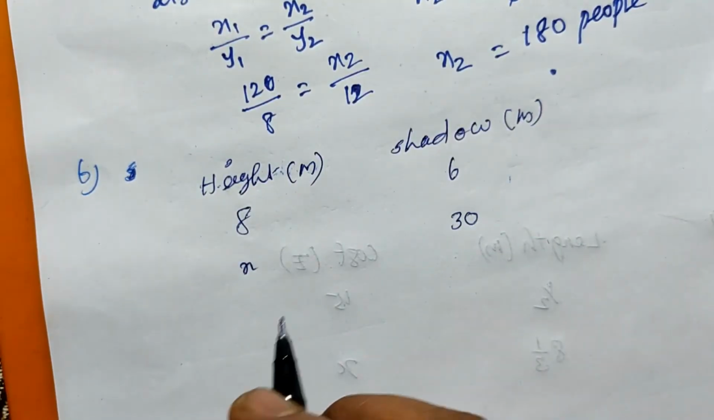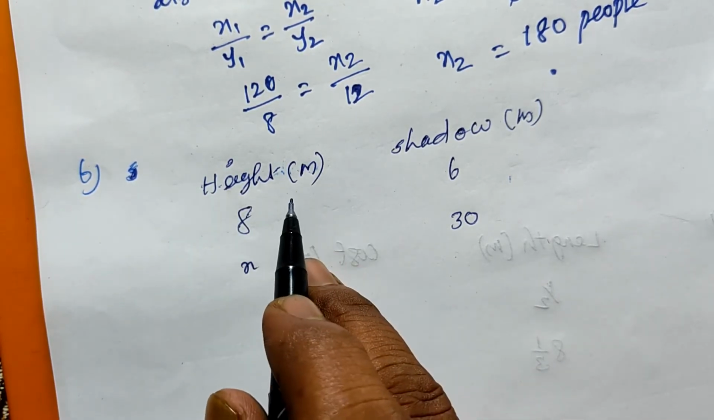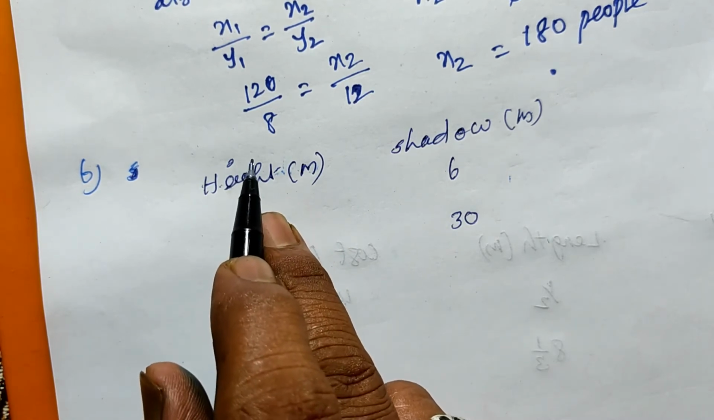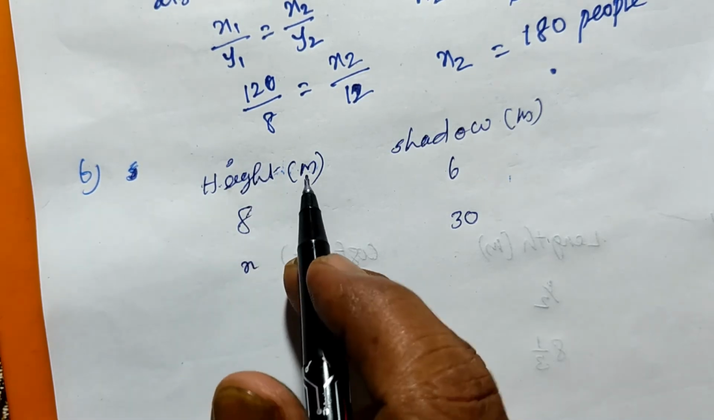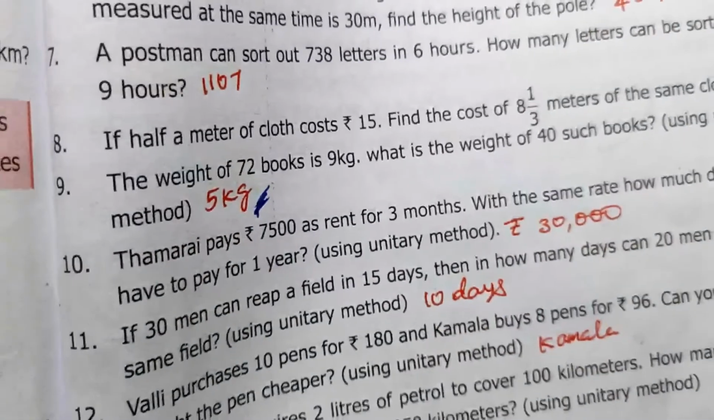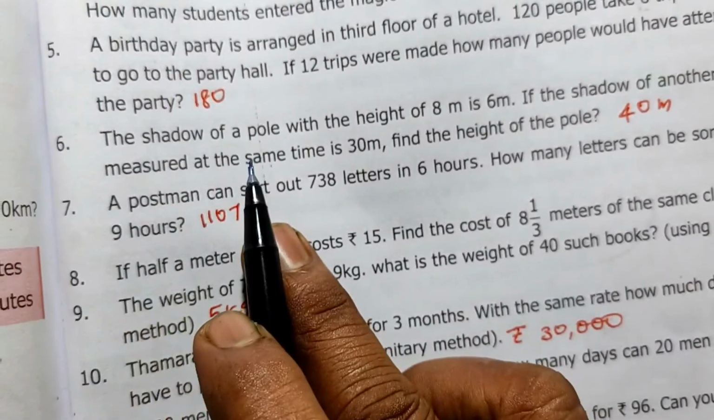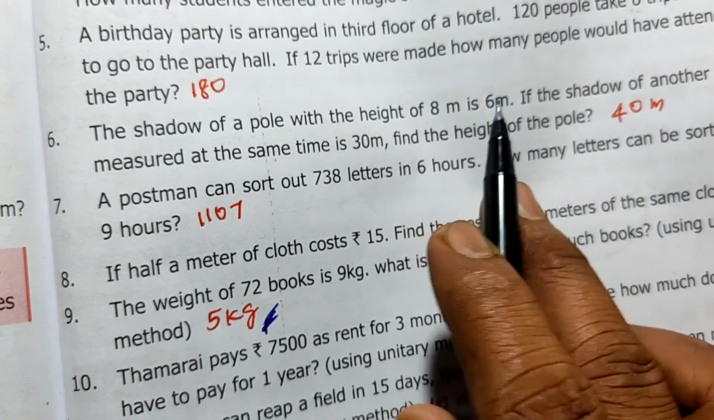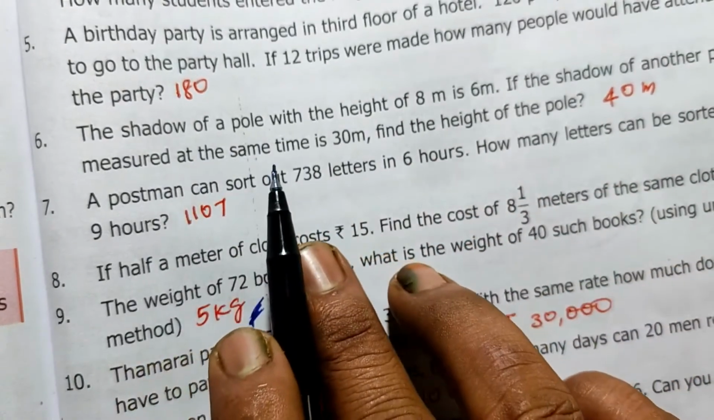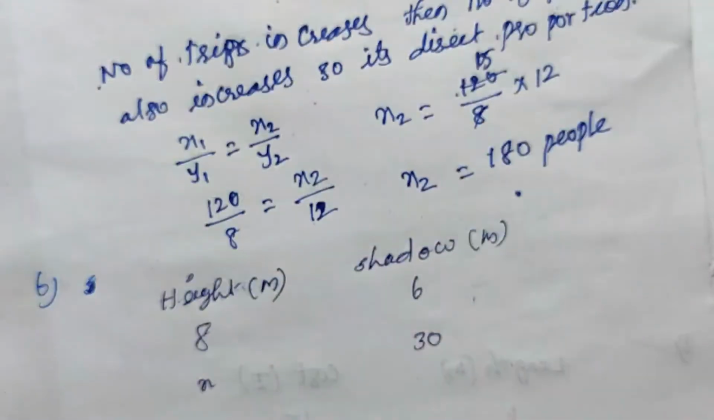Don't forget it, keep it in mind. So height, how much? This sum is, what is this sum here? Look at it here. What is that? The shadow of a pole with a height of 8 meter is 6 meter. If the shadow of another pole is measured at the same time as 30 meter, find the height of the pole, right?